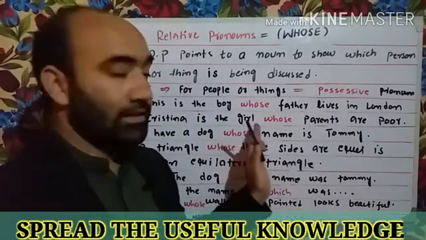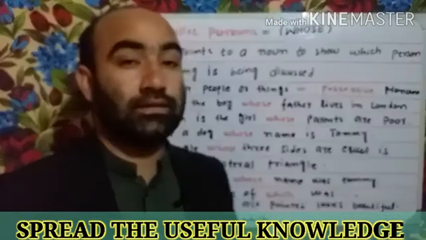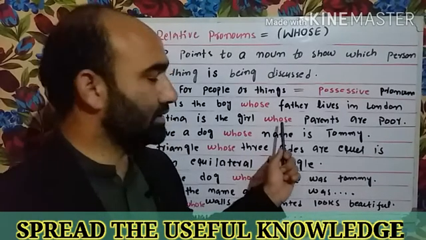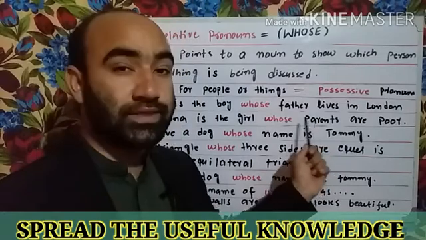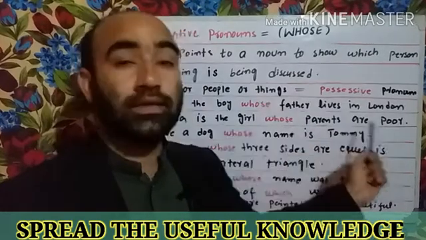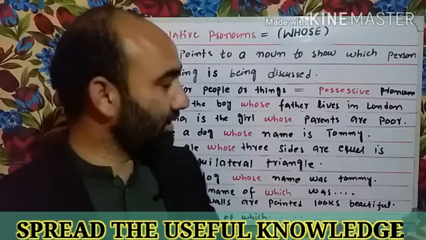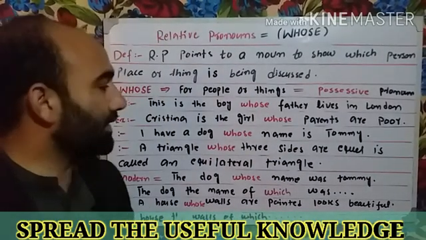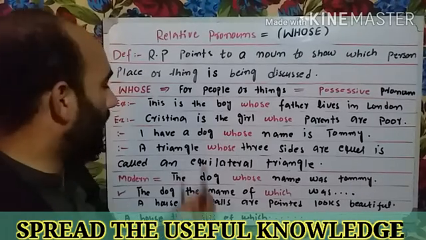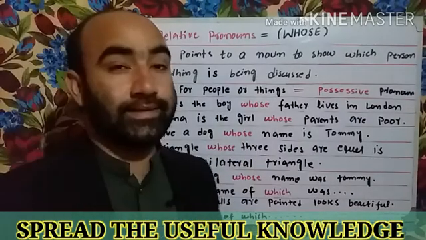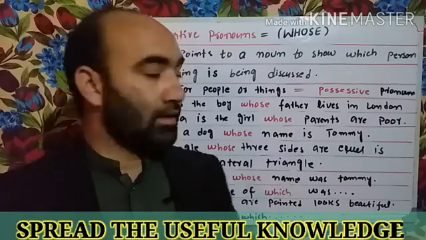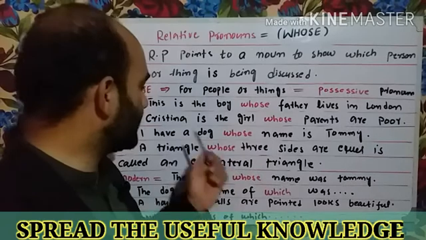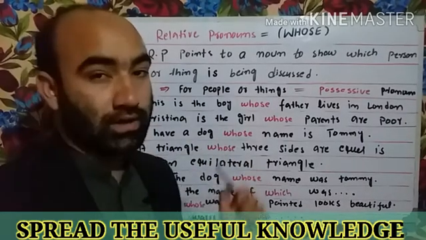Christina is the girl whose parents are poor. Now look here, whose parents are poor. So it shows the relationship. Another example I have given here: I have a dog whose name is Tommy. Another point here, which is very important, I'm going to tell you about: I have a dog.